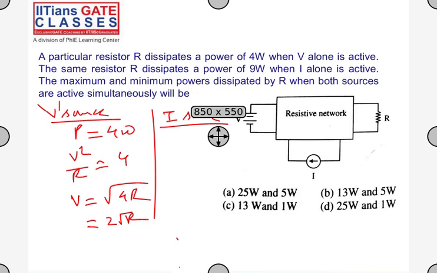When the current source is present, it is 9 watts. Again, I can convert the same into power. V square by R is equal to 9, so V is equal to 3 root R.